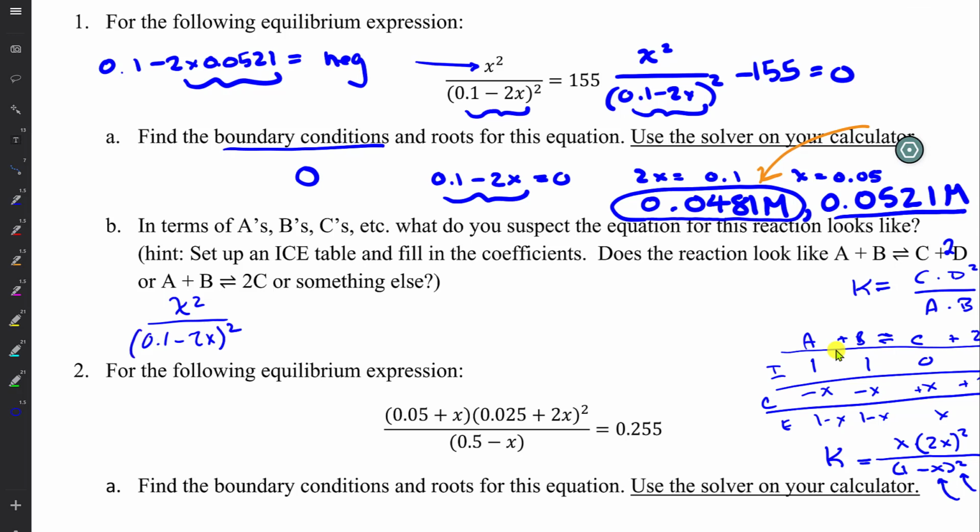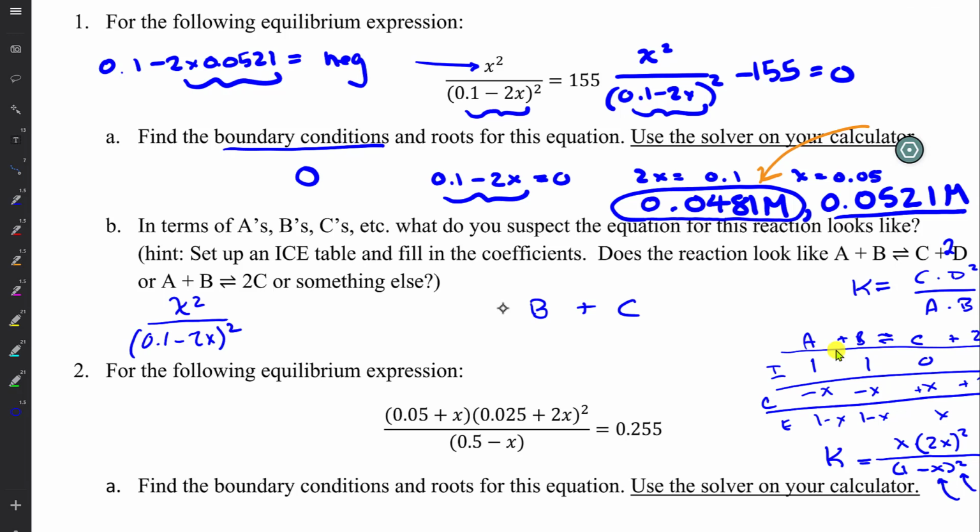And again, this is products over reactants. Now, you notice I have an X squared and not a 2X squared at the top. So what that tells me is my products look something like this. And in terms of A, B's, and C's, I'm going to just say it's B plus C for now. I kind of know what the problem looks like already.